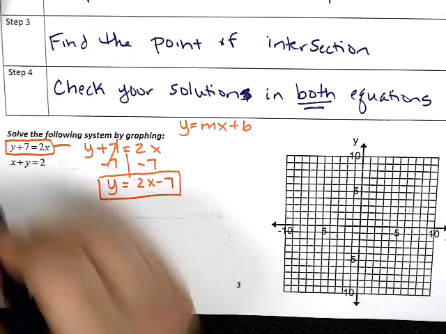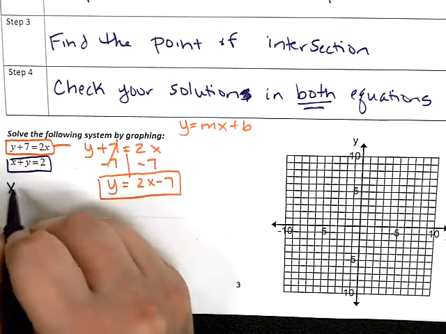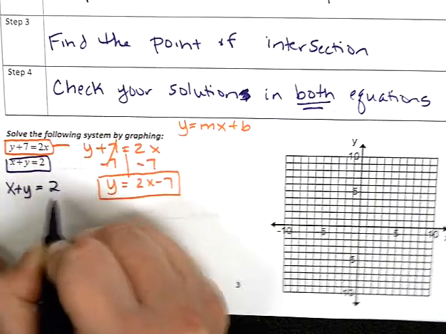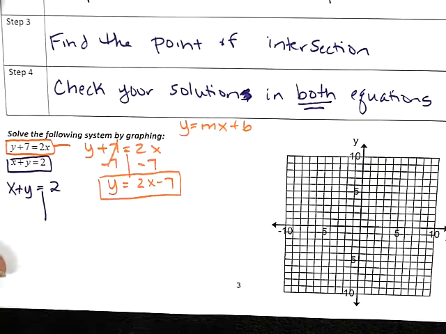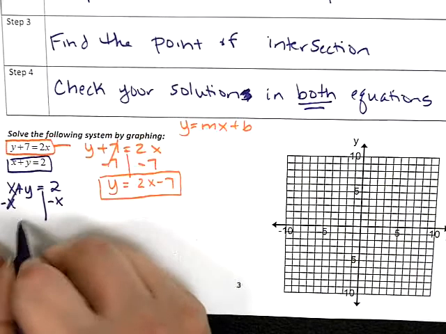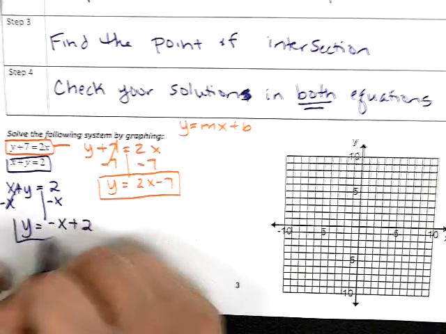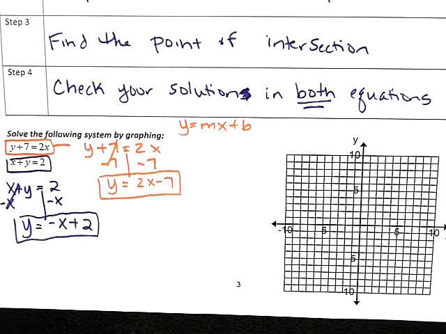Then let's look at the second equation. x plus y equals 2. Well, that's not slope-intercept form either. So draw your wall. We want to get the y by itself, which means move the x over. So I'm going to subtract x from both sides. So y equals negative x plus 2. Now that equation is in slope-intercept form too, which means I'm done with step 1. Now I can move on to step 2, which is graph them.